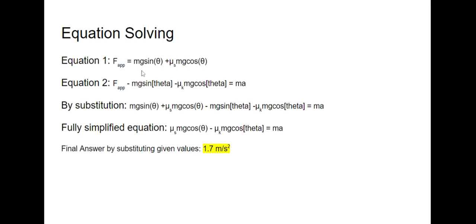And here are two equations, and we can substitute the value of F applied from the first equation into the second equation to get the following. Mu s mg cosine theta minus mu k mg cosine theta is equal to ma. By substituting values and isolating the variable a, the answer to this question is 1.7 meters per second squared.